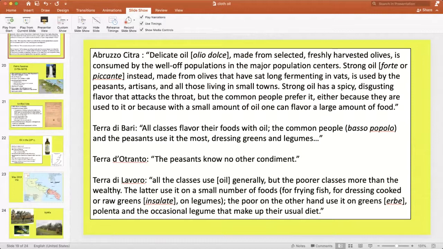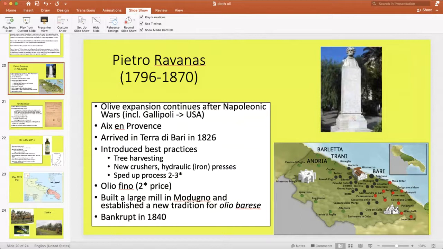Okay, I should pick up the pace a little so I can finish within my time limit. But I do want to say a little more about the 19th and 20th centuries. A big change in the production of oil in this region comes about in the early 19th century when a Frenchman named Pierre Ravanat migrates to the Terra di Bari.